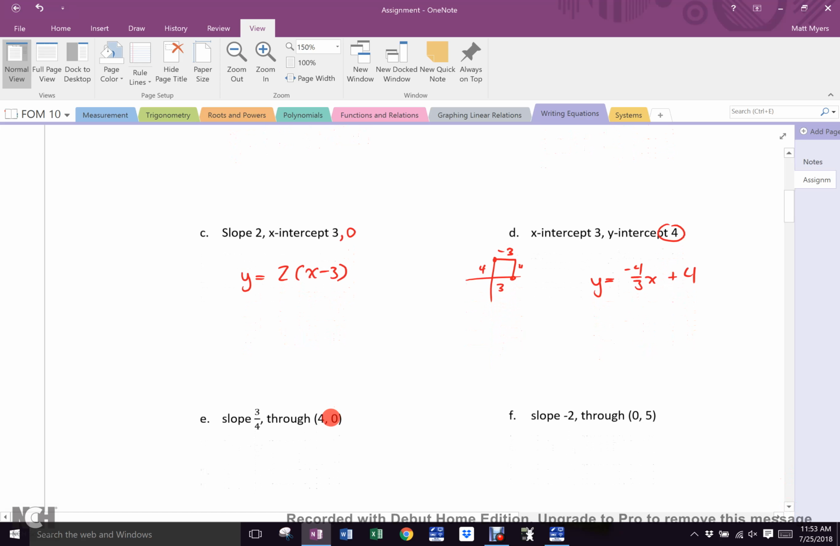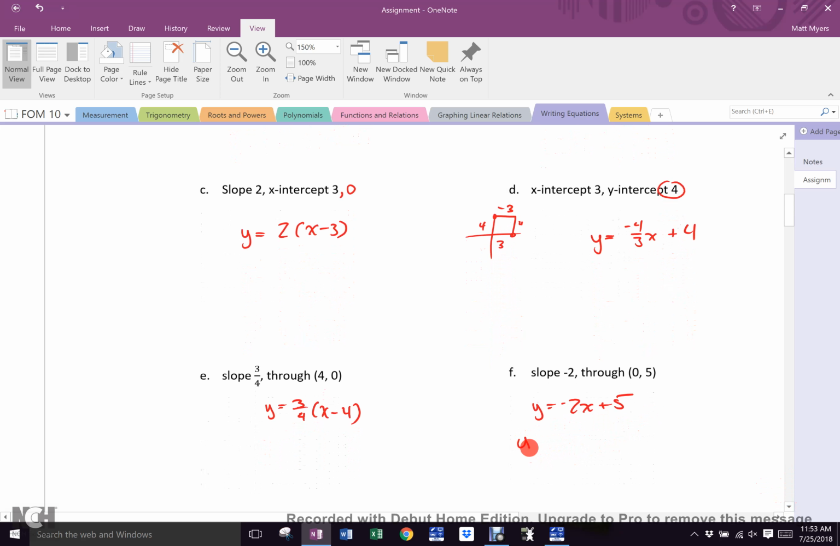You've got the point, so it's y equals 3/4 x minus 4. You've got a point, but that's the y-intercept, so you can write it as y equals negative 2x plus 5, or you could write it as y minus 5 equals negative 2x. That would be acceptable because that is point-slope form of that.